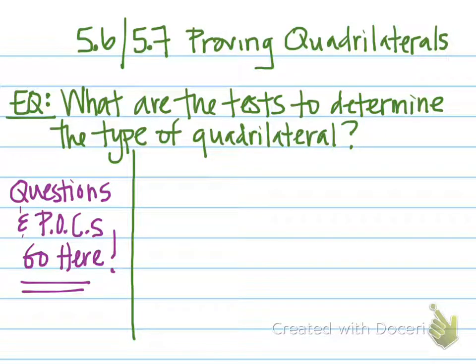Hi kids, we're going to wrap up chapter 5 by taking notes on 5.6 and 5.7 together. In these sections, we're going to be proving that we have a certain type of quadrilateral, or trying to figure out, hey, I've got a four-sided figure, what type of quadrilateral is it? So there are certain tests that we can do to determine this.